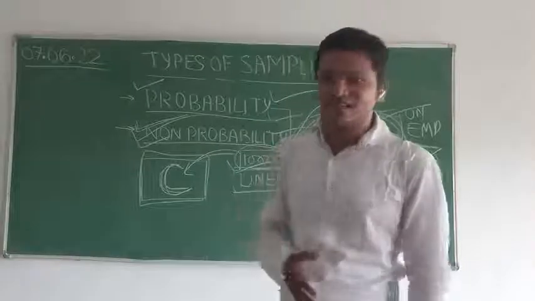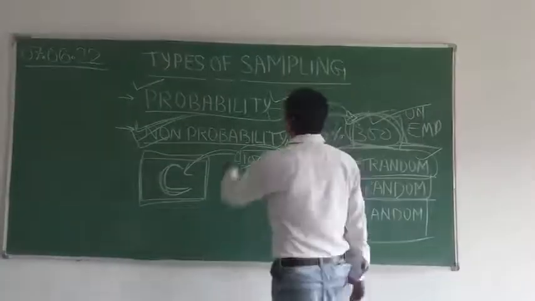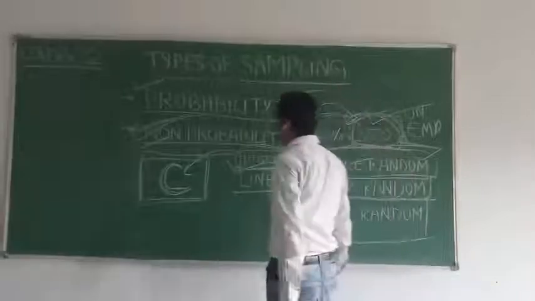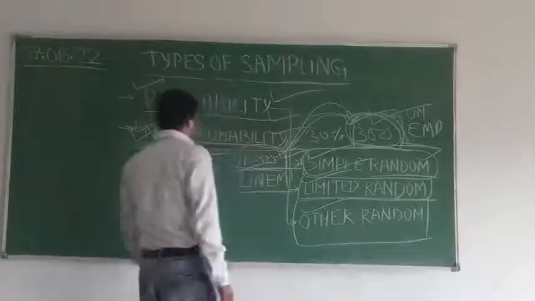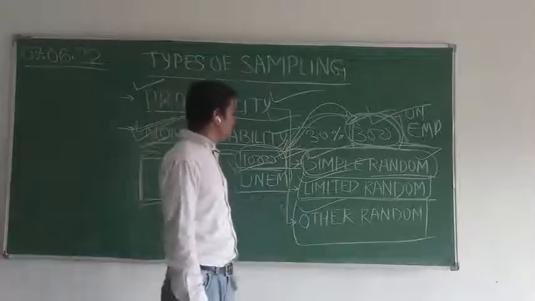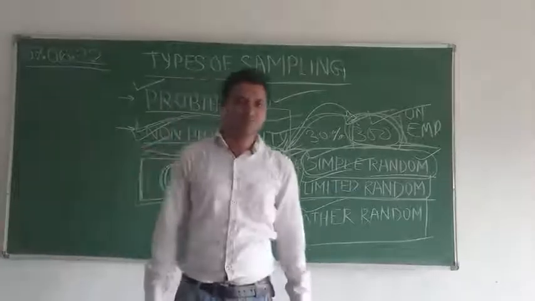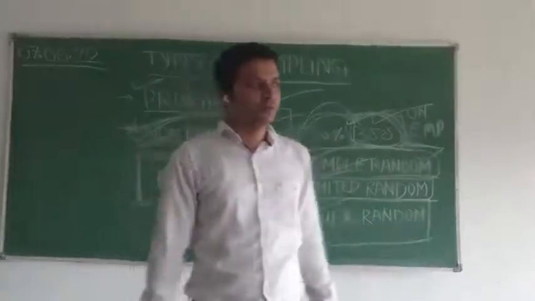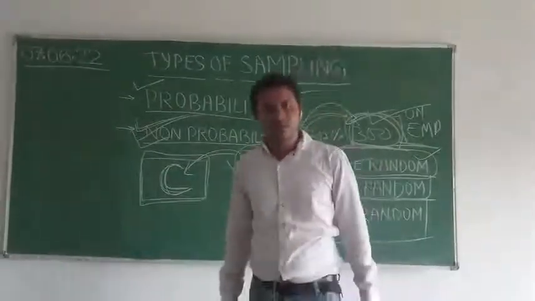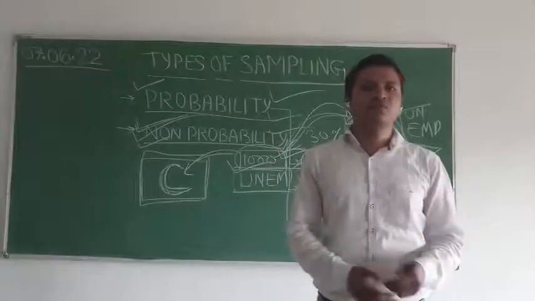So we have discussed the outline of this sampling process, probability and non-probability. In probability sampling, we have discussed three kinds: simple random sampling, limited random sampling, and other random sampling. So this is enough for today. In our next lecture, we will discuss more about the types of sampling.